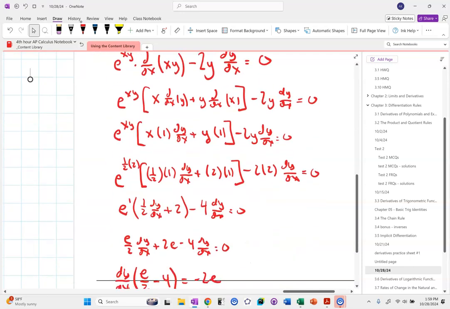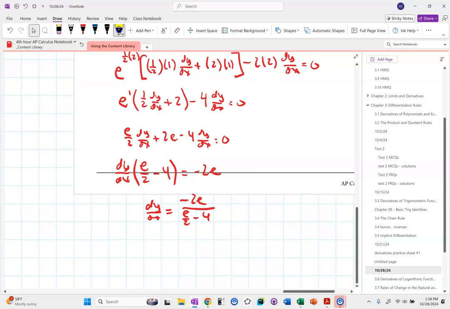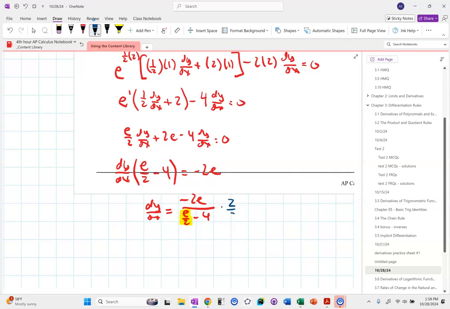So what I'm going to do is, I notice there are fractions inside of fractions there. So I'm going to start just by clearing that out of there. The easiest way to do that is multiplying the top and bottom by the least common multiple of all the denominators. So the only denominators are 2 and 1. So the least common multiple is just 2. So that gives me negative 4e over e minus 8.